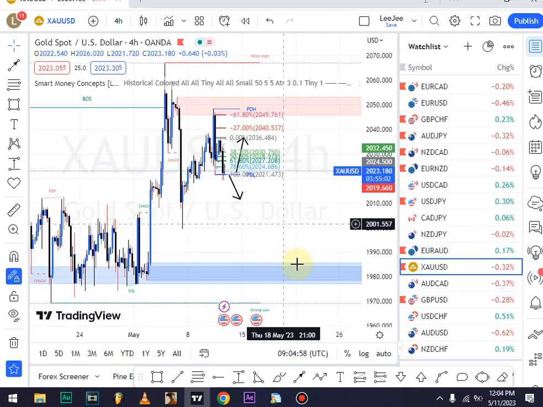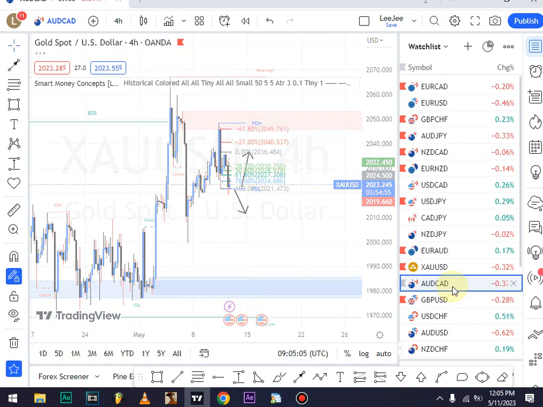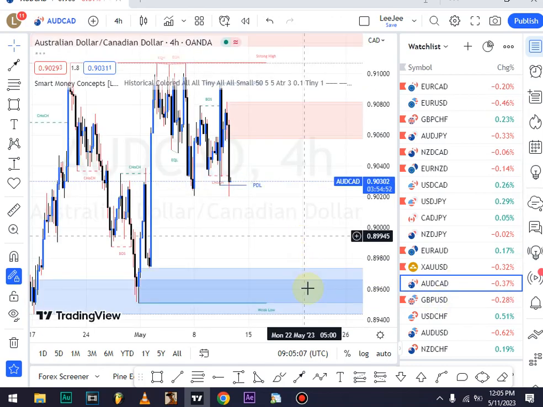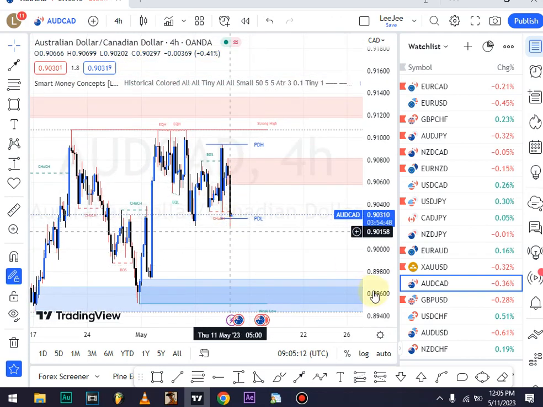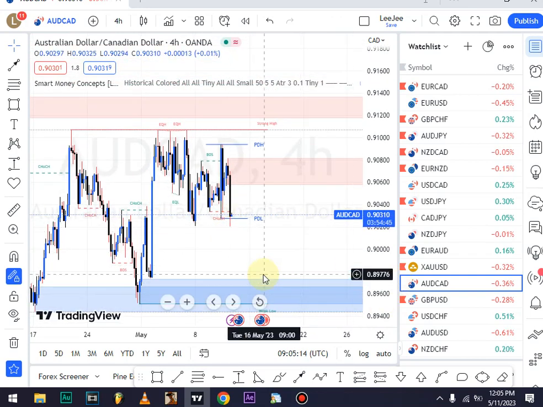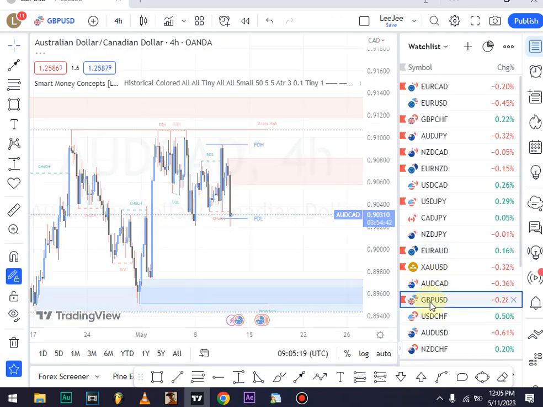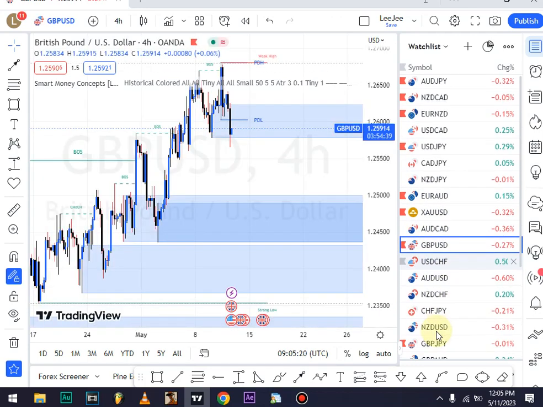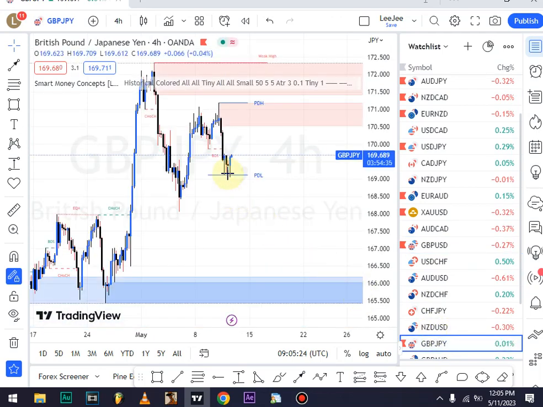Okay, baby. So gold is still playing out. Not bad. And we should respect that. We just let it do what it does, baby. Aussie card has not broken. Okay. Pretty much looking nice. This is the GBPUSD. So the GBPJPY, nice.